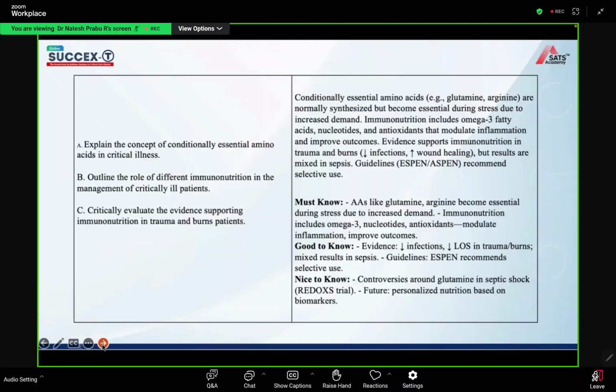In this, if you read the last question, critically evaluate, that means you have to appraise what the pros and cons are in giving nutrition in trauma and not giving it. What are your pros and cons points? That you actually have to describe in more detail. And the second question is outline the role. That means slightly, you give an outline, which is decently good enough. So you should know exactly what to write in each question.